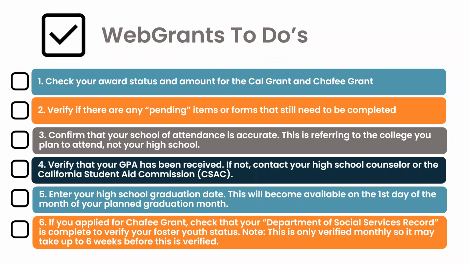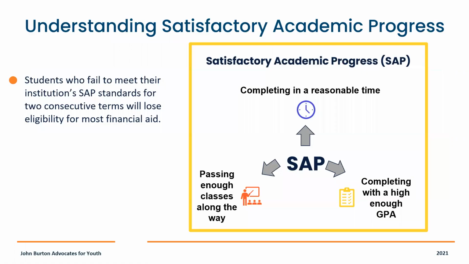The other thing I wanted to talk about that is so important for our foster youth students is satisfactory academic progress. We spent a lot of time today talking about completing the FAFSA and the CADA, as well as the Chafee Grant application, so that students can maximize their financial aid, but it's equally as important that foster youth and their adult supporters are knowledgeable about the requirements that students must meet in order to maintain their financial aid. So I want to talk a little bit about satisfactory academic progress, or SAP for short. Each post-secondary institution that receives federal aid is required to have SAP standards that students must meet in order to maintain their financial aid.